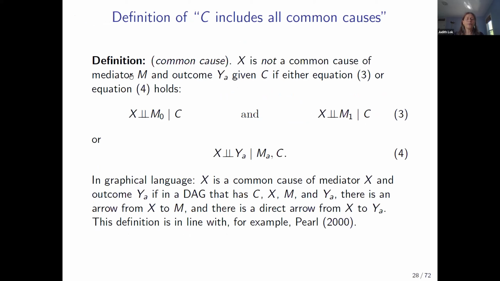X is not a common cause of the mediator M and the outcome Y_A given C if either, given C, X doesn't predict M_0 and M_1, or, given C and the mediator under treatment A, it doesn't predict the outcome. In graphical language, X is a common cause of mediator M and outcome Y_A if in a DAG that has C, X, M, and Y_A, there is an arrow from X to M, and there is a direct arrow from X to Y_A. And this definition is in line with, for example, what Pearl has in his book on causal inference.